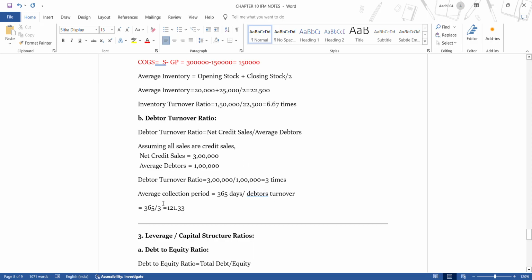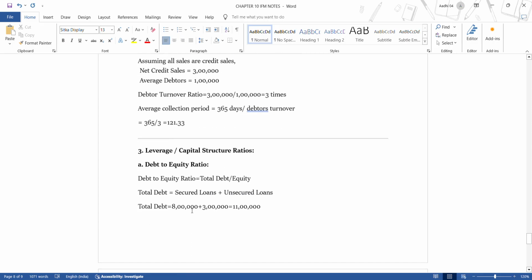Now how do we find average collection period? Once you find debtors turnover ratio, we can use the second formula, that is 365 days divided by debtors turnover. What is 365 days? That is 1 year. 365 days divided by debtors turnover ratio, that is 121.33. I hope that is clear to you.